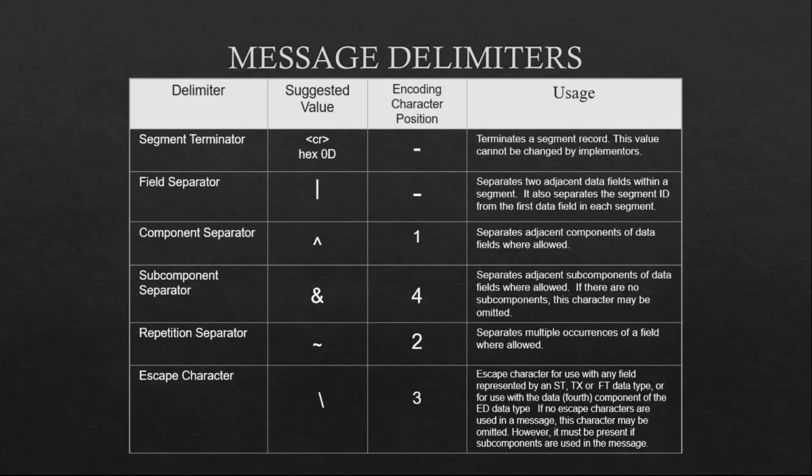Component separator is basically used to separate two components within a field. So if we hold the data within two pipes as one field, within that we'll have a component separator to separate two components of one field. And then we have ampersand, which will be used as the subcomponent separator. This is also used within a field where components are again broken down into subcomponents.